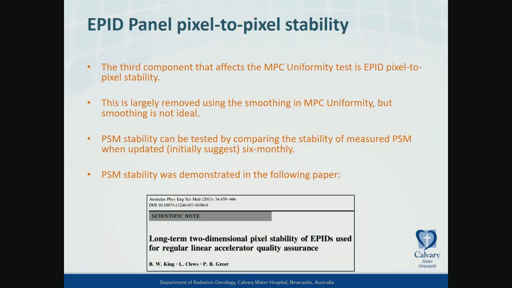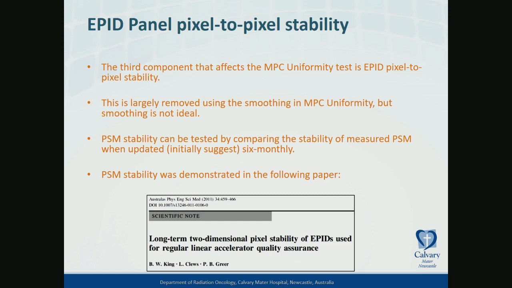So the third variable there is our EPID panel pixel-to-pixel stability. Now this parameter is largely removed in the MPC as it currently stands because they smooth it. However, I'd argue that smoothing is not ideal here because it has potential to remove some of your incident signal, so I think it's much better to characterise it and remove it rather than smooth it.